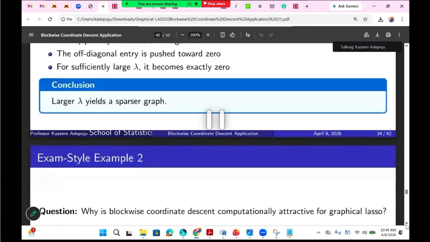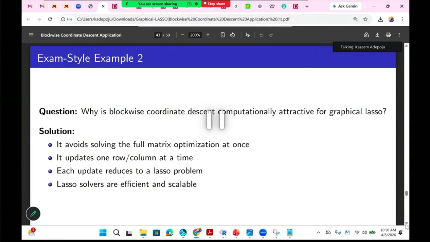Another exam type, look at that. Why is blockwise coordinate descent computationally attractive for graphical lasso? That is the reason: we don't want to solve the whole full matrix. That's going to be an issue. That's why we do it blockwise. Then we apply the idea of updating, and each update reduces to a lasso problem, and lasso solvers are efficient and scalable.